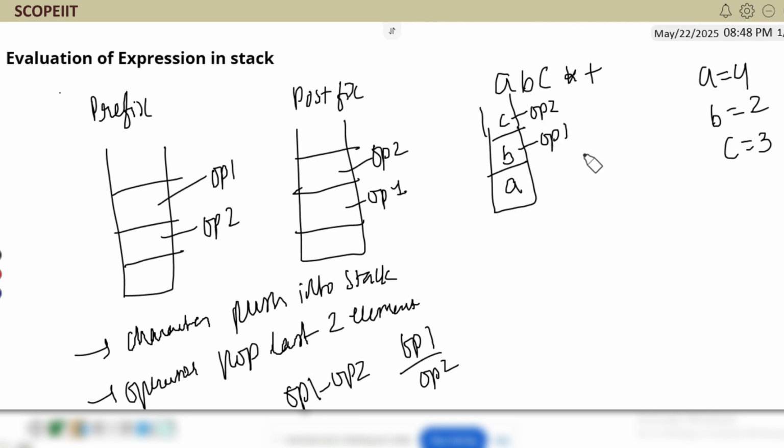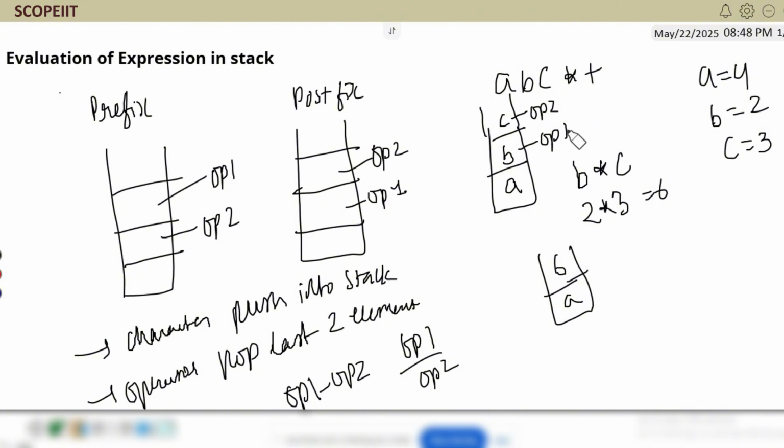Now, operand 2, operand 1: it will become B and C, and the operator is multiply. So it will be B into C, not C into B. B into C is 2 into 3, that is nothing but 6. You have already solved B and C, so you got 6. A is already there in the stack. Now push 6 into the stack, so 6 will come here.